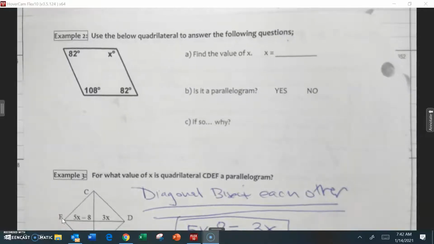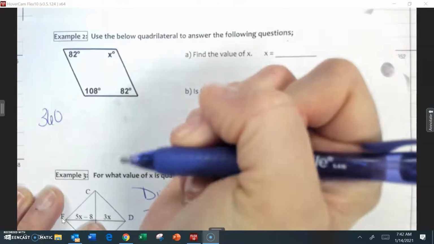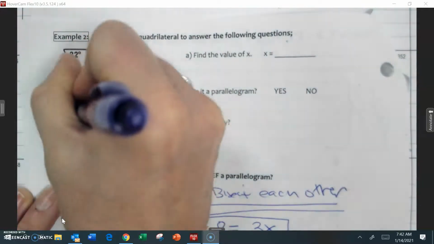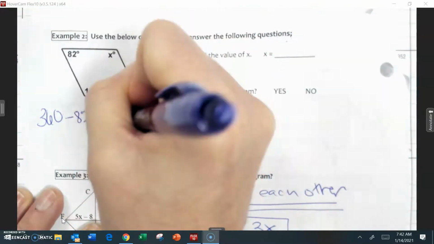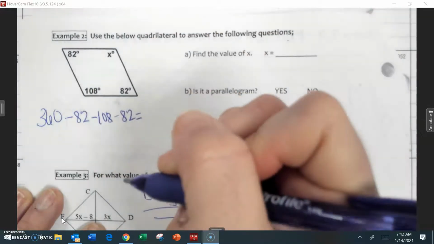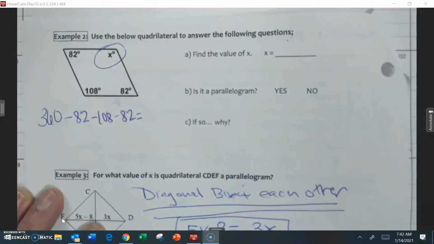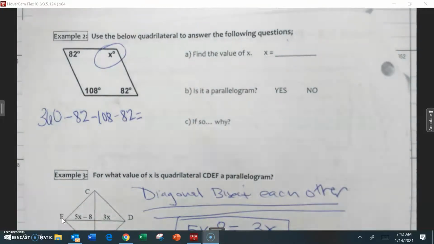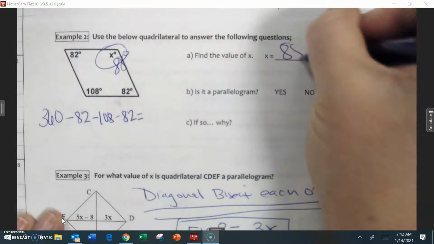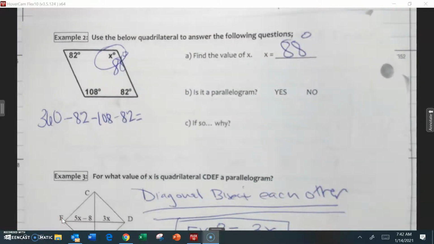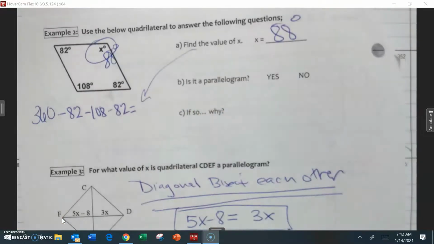Thank you. It is your job to say how many degrees are in any quadrilateral: 360. So if I take 360 and subtract 82, subtract 108, subtract 82, what did everyone get there? What is this missing angle? Did you do the math? You had to. What is it? 88. So this missing angle, you all should have A is 88 degrees. And here's the work to get there.